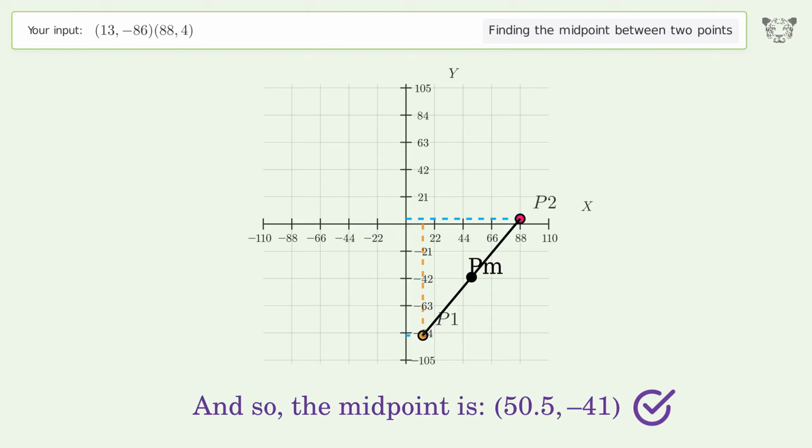Use the x values in the midpoint formula to find the midpoints x. x1 equals 13. x2 equals 88. Simplify the arithmetic.